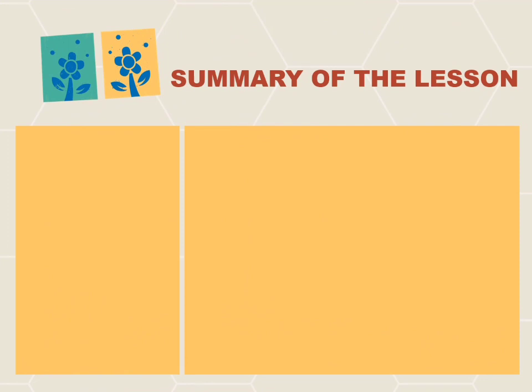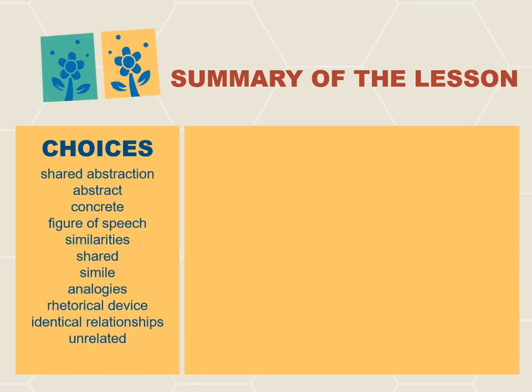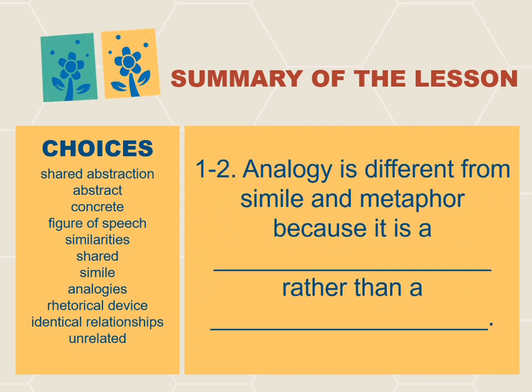To sum up the lesson, here are incomplete statements that you have to complete. You are going to choose your answers from the given choices: shared abstraction, abstract, concrete, figure of speech, similarities, shared, simile, analogies, rhetorical device, identical relationships, and unrelated. The incomplete statements are numbers 1 and 2. Analogy is different from simile and metaphor because it is a blank rather than a blank.